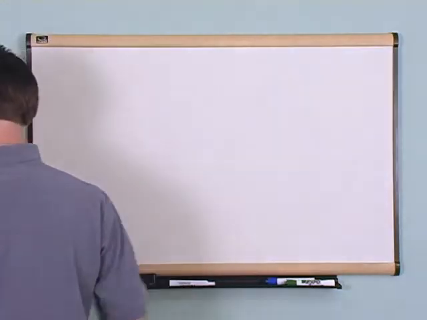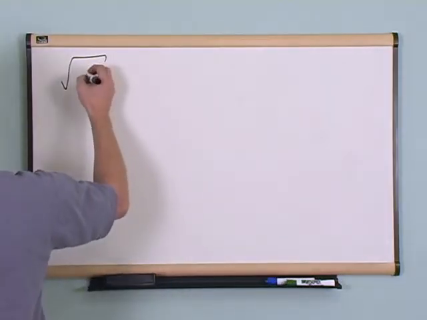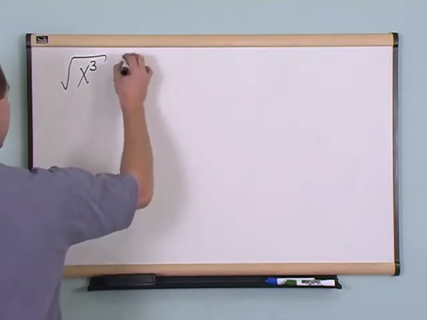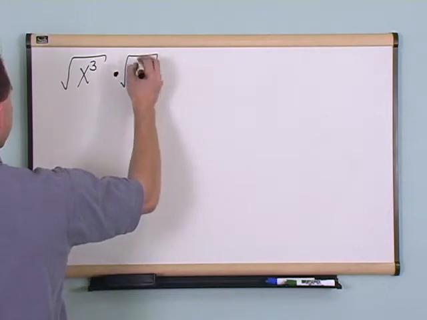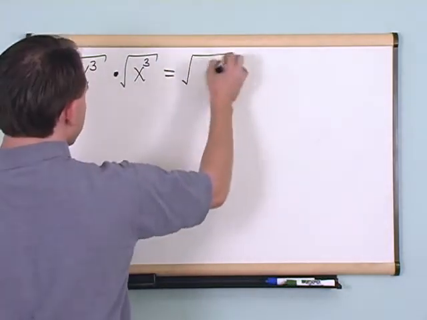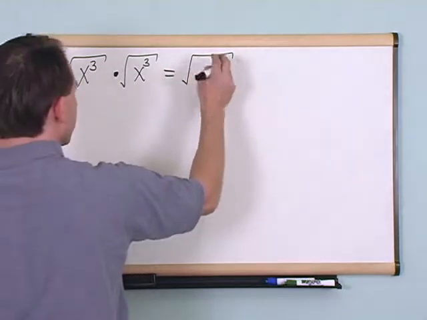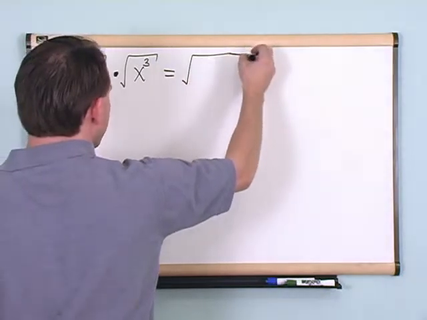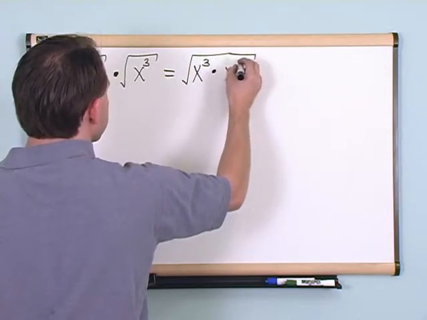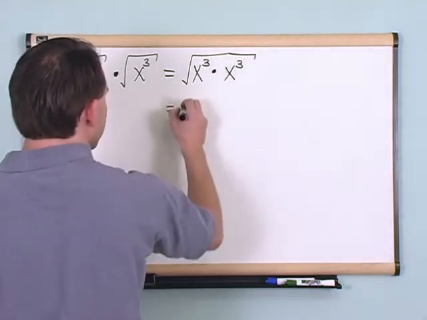Okay? Let's work with some variables here to mix things up. If I have the square root of x to the third power times the square root of x to the third power, okay, that's going to be equal to the square root, and I'm going to be multiplying these two things together. So I'm going to write it out in explicit detail so no one gets lost here. It's going to be x cubed inside times x cubed, right?